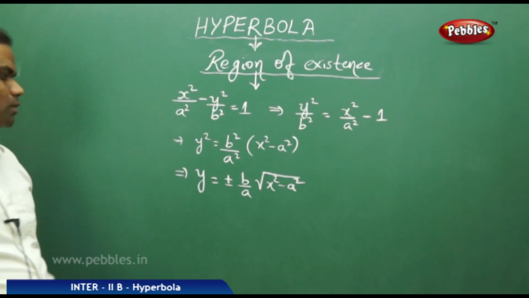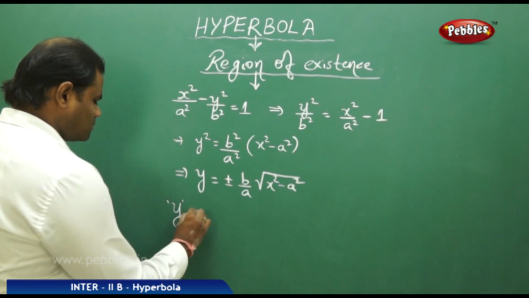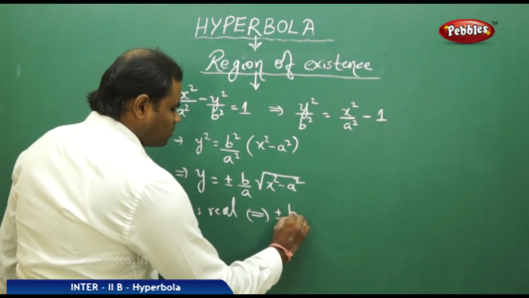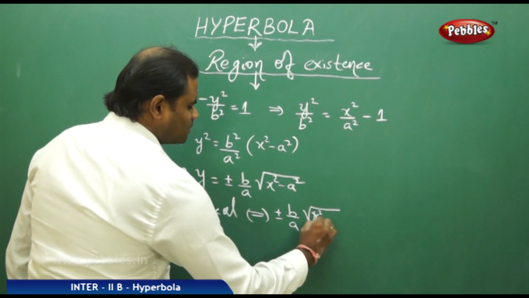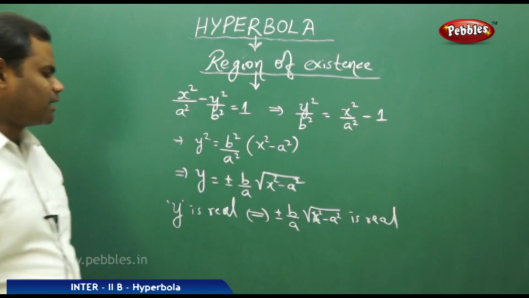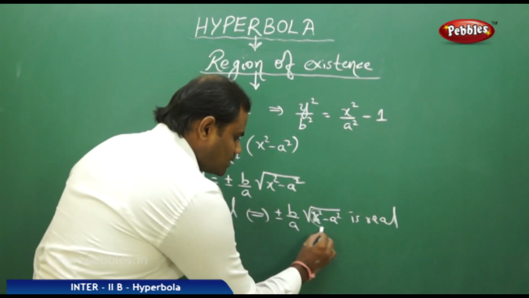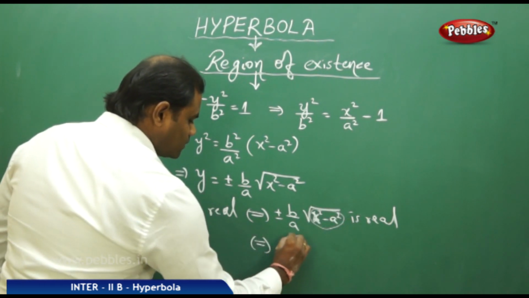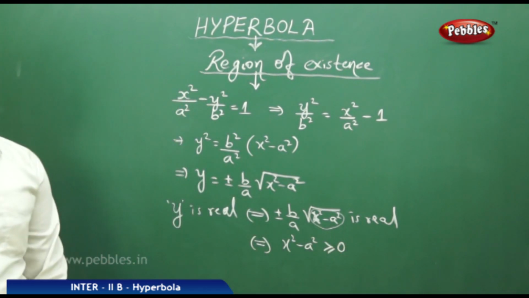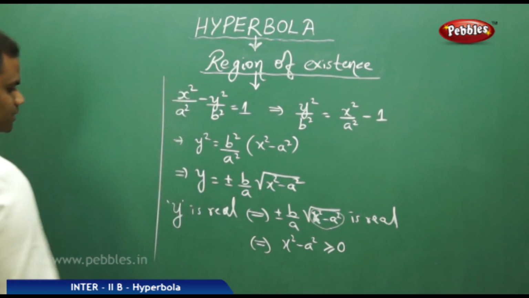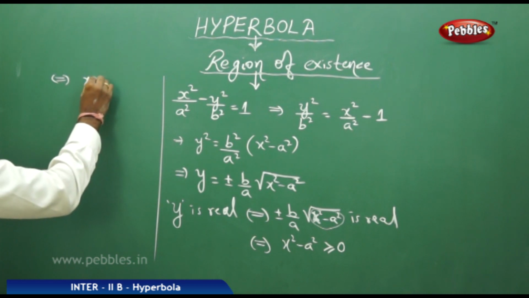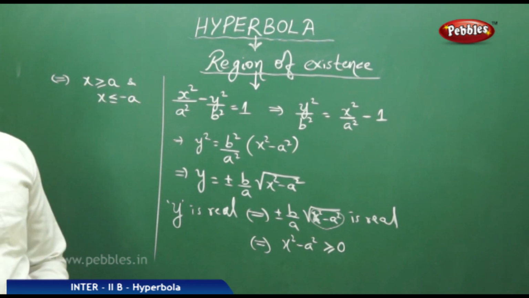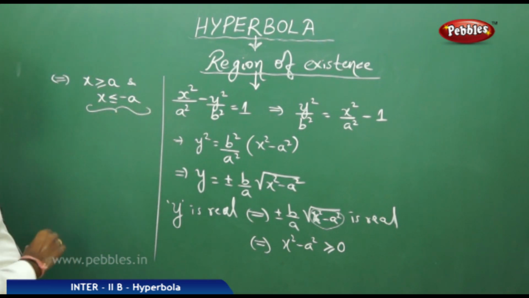Now the y value is said to exist if it is real. The value of y is real if and only if plus or minus b by a root of x square minus a square is real. And this is real only when the expression under the root is positive, because the root of a negative number is not defined. Therefore, this is real only if x square minus a square is greater than or equal to 0. On further simplification, this gives x greater than or equal to a and x less than or equal to minus a.